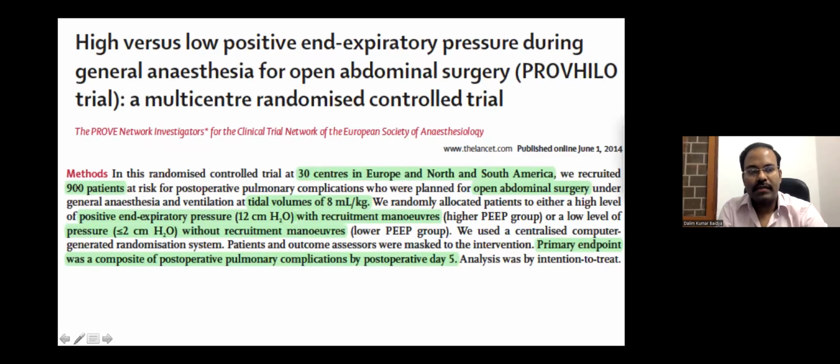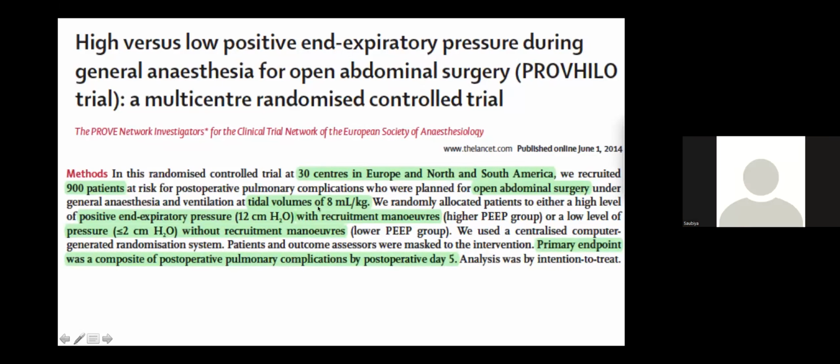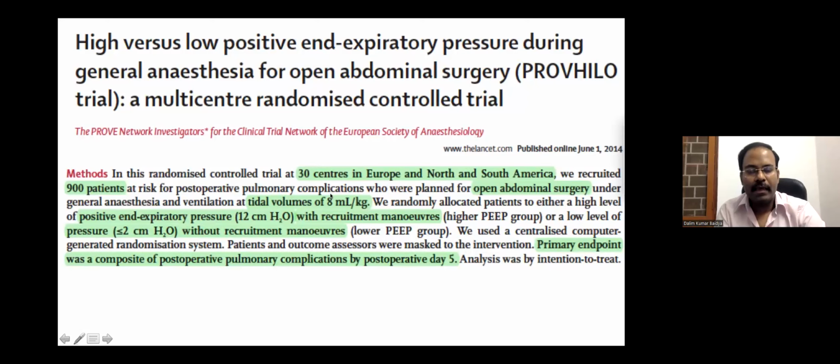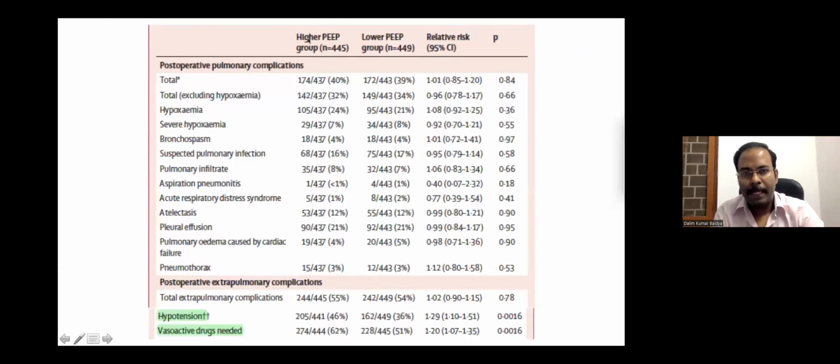They did this study in 900 patients across 30 centers of Europe and Northern and Southern America, all in open abdominal surgery. In both the groups, they used a tidal volume of 8 ml per kilogram. In one group, they used PEEP of 12 centimeter of water, and in the other group they used PEEP of less than 2, that is 0 to 2 centimeter of water. The primary outcome was postoperative pulmonary complications by day 5. There was actually no difference in the composite incidence of POPC or individual components of pulmonary complication, no significant difference at all in either of the groups.